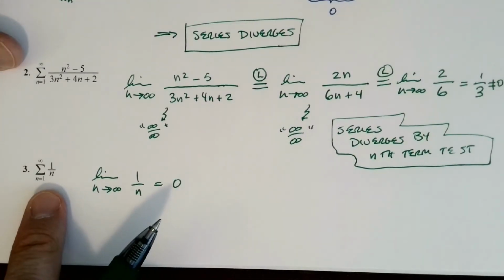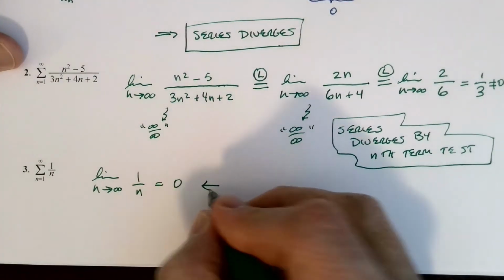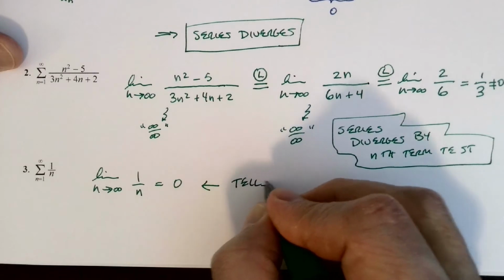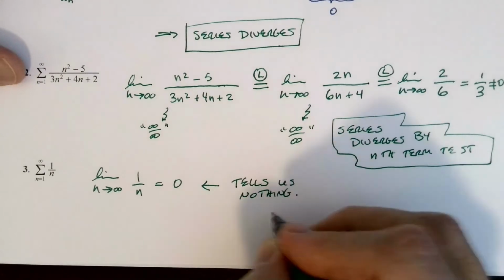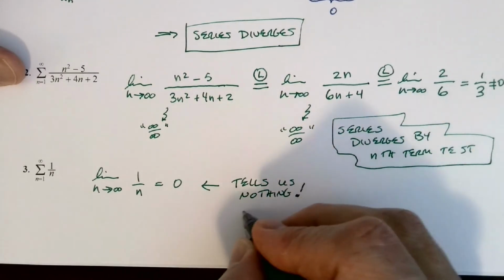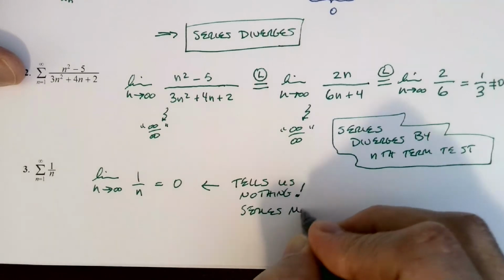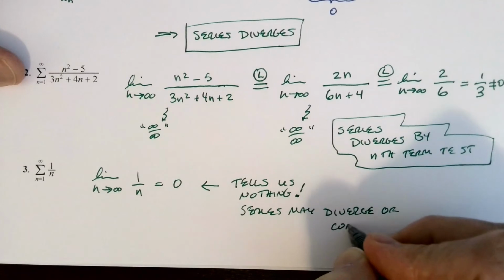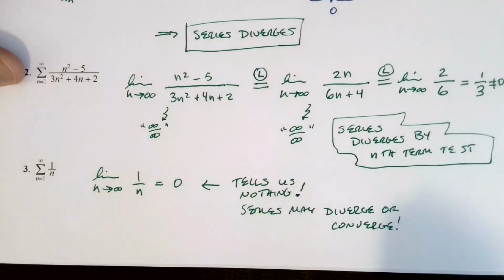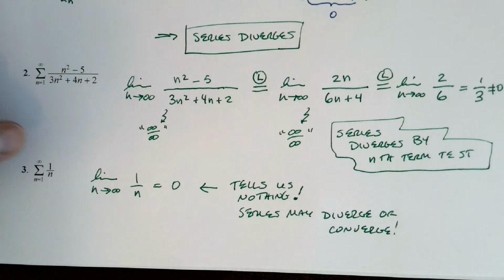So the terms are going to 0. Does that mean this series converges? No. This really tells us nothing. The series may diverge or converge. We don't know. So it's real important: just because the terms we're adding up go to 0 doesn't mean the series is going to converge. Okay, that's a very common mistake.